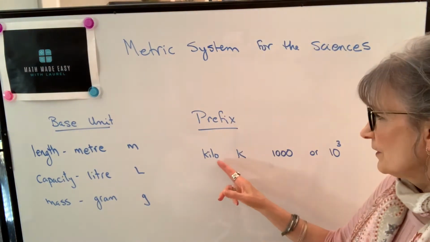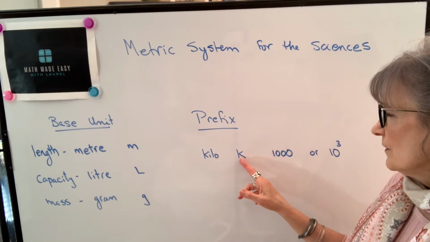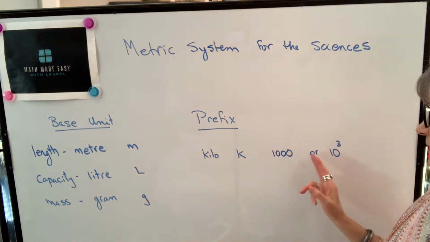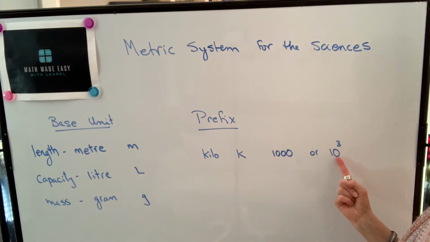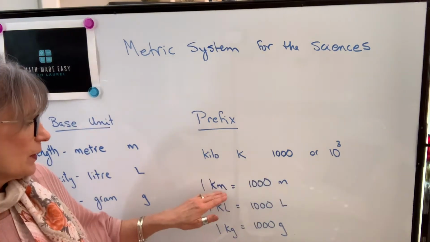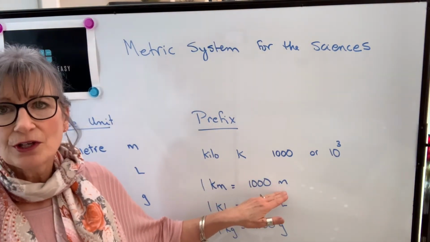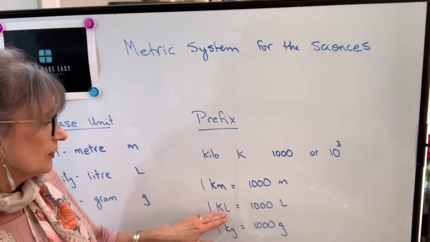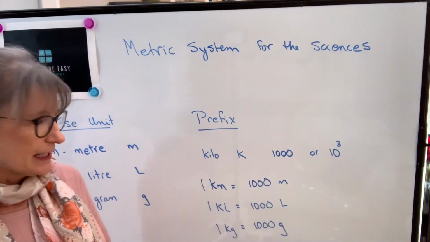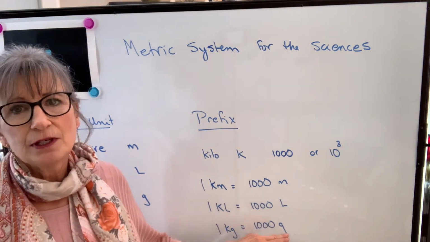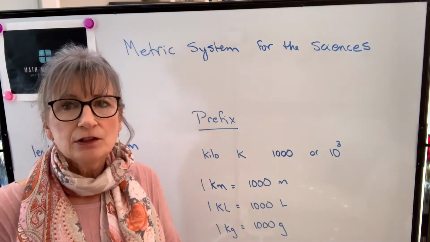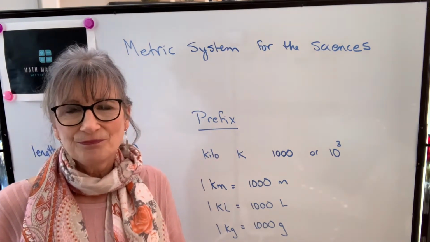So for example, if we looked at the prefix kilo, which has a value of 1000, or written as a power of 10 cubed. So a kilometer is equal to 1000 meters, a kiloliter is equal to 1000 liters, and a kilogram is equal to 1000 grams. So a kilo always has the value of 1000.